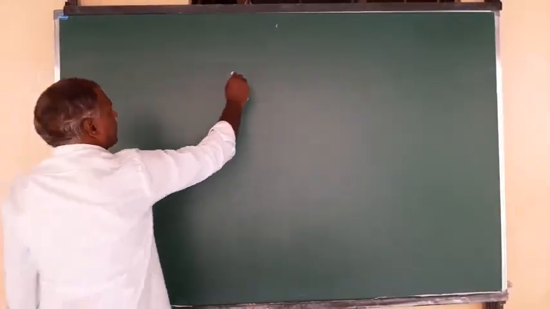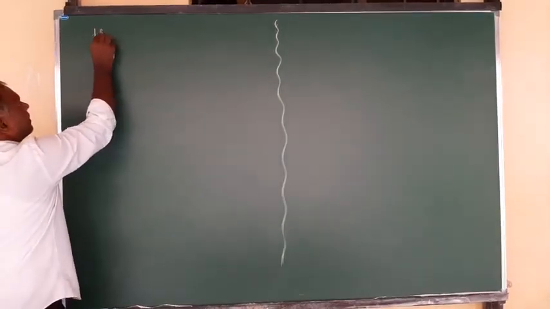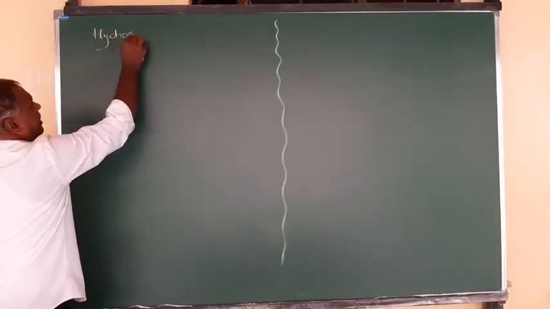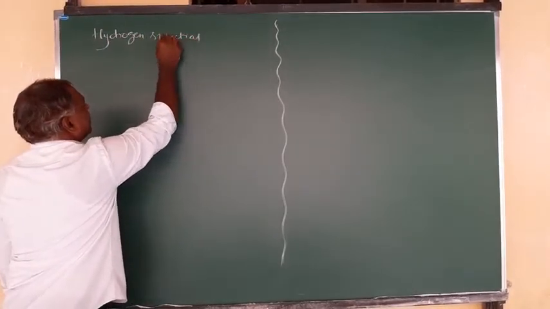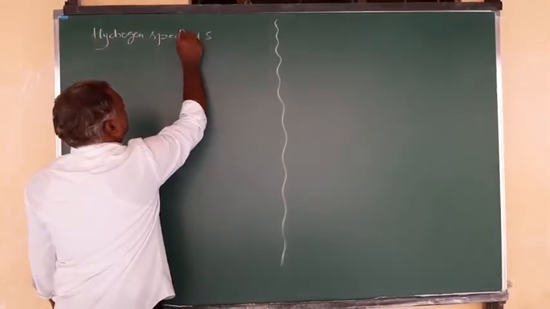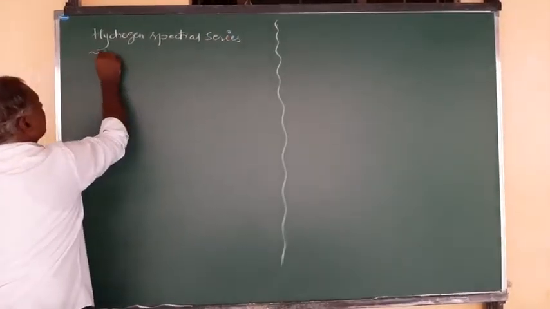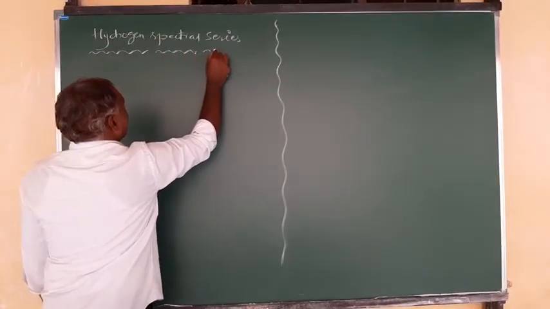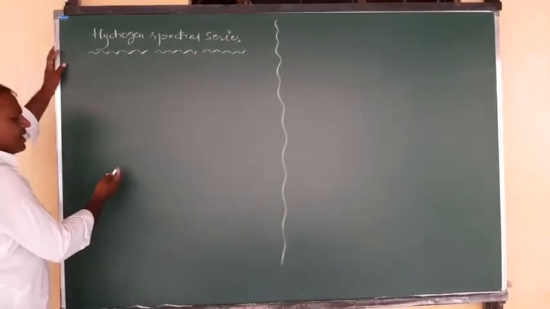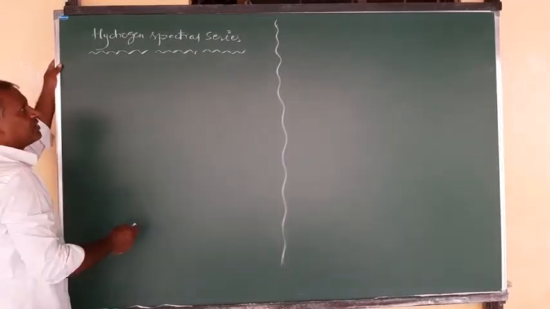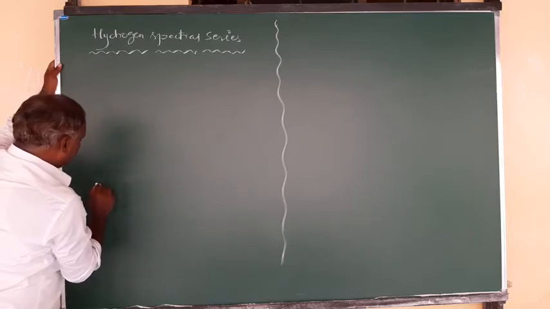So now here we have the hydrogen spectral series. In this, when an electron has energy, it is a hydrogen atom. So now here we have an observation.